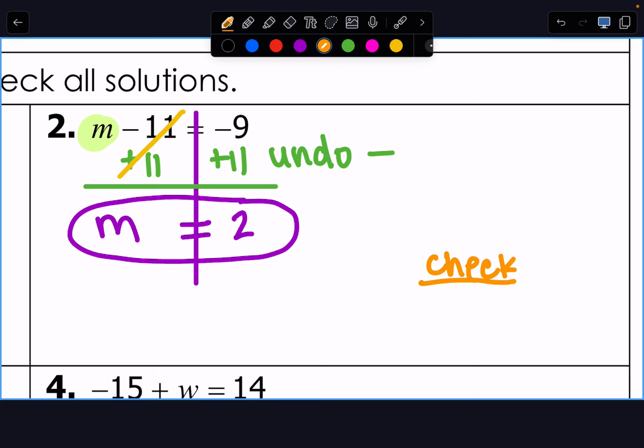Okay. We can check our work. Is 2 minus 11 equal to negative 9?